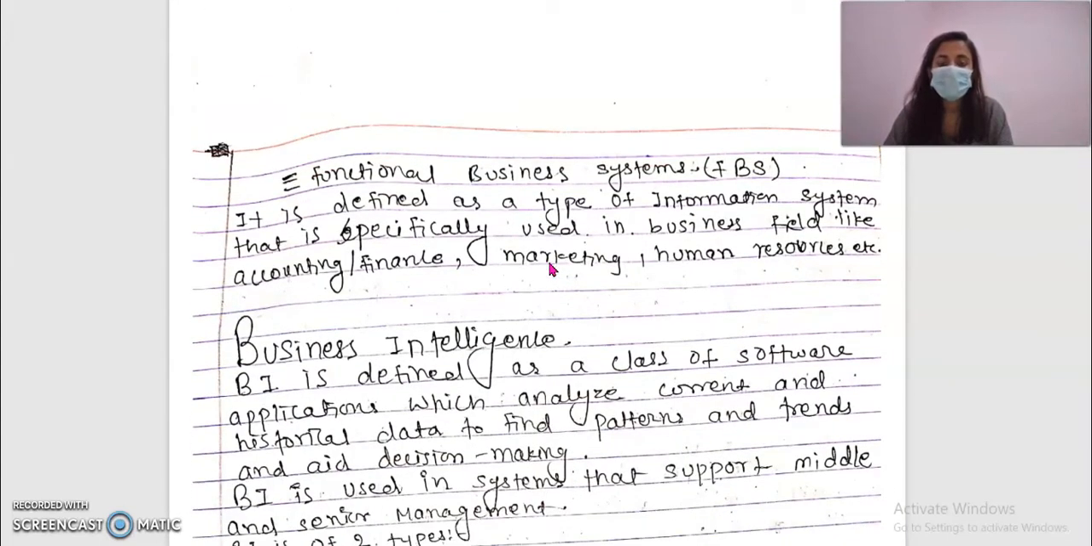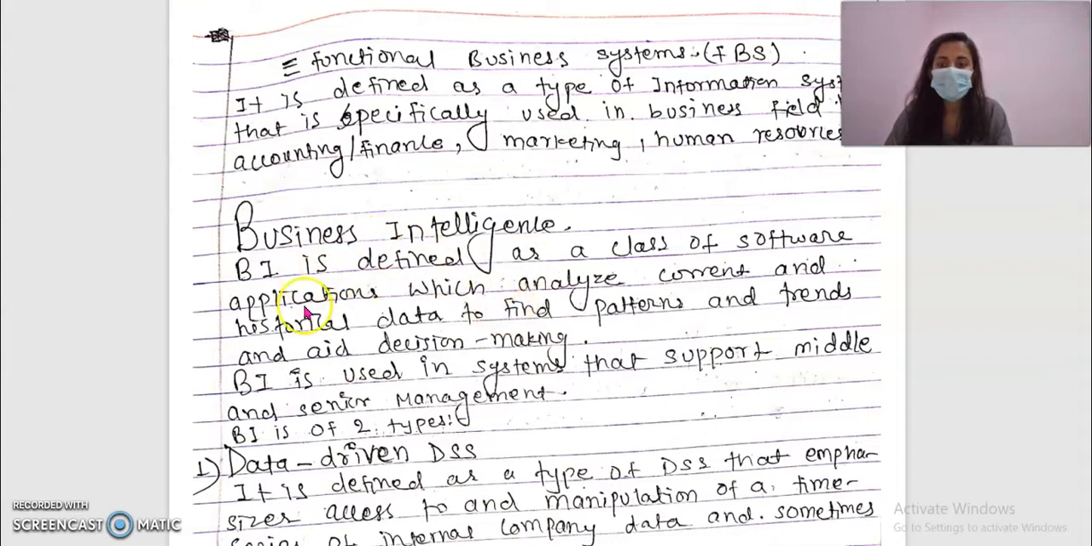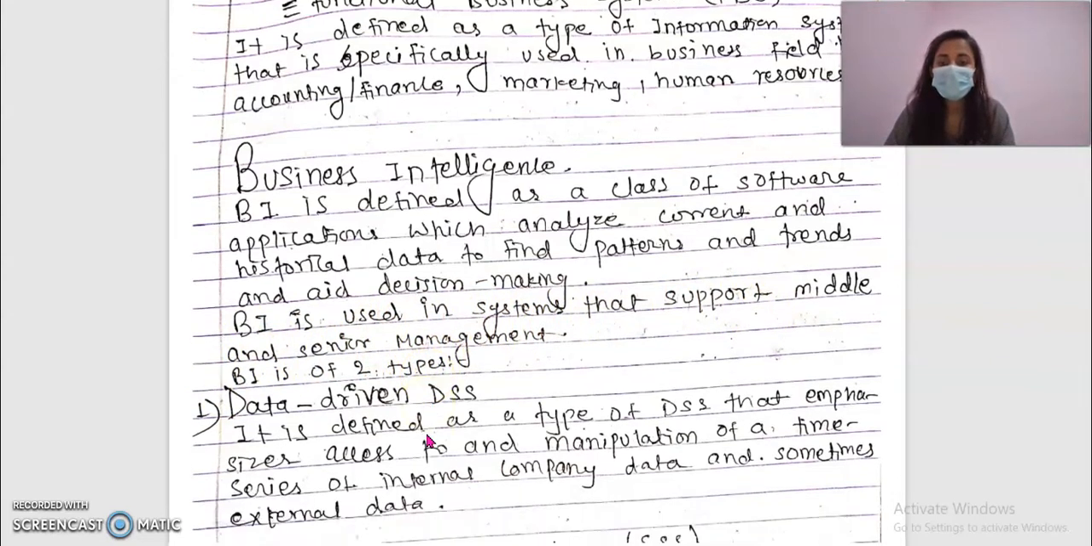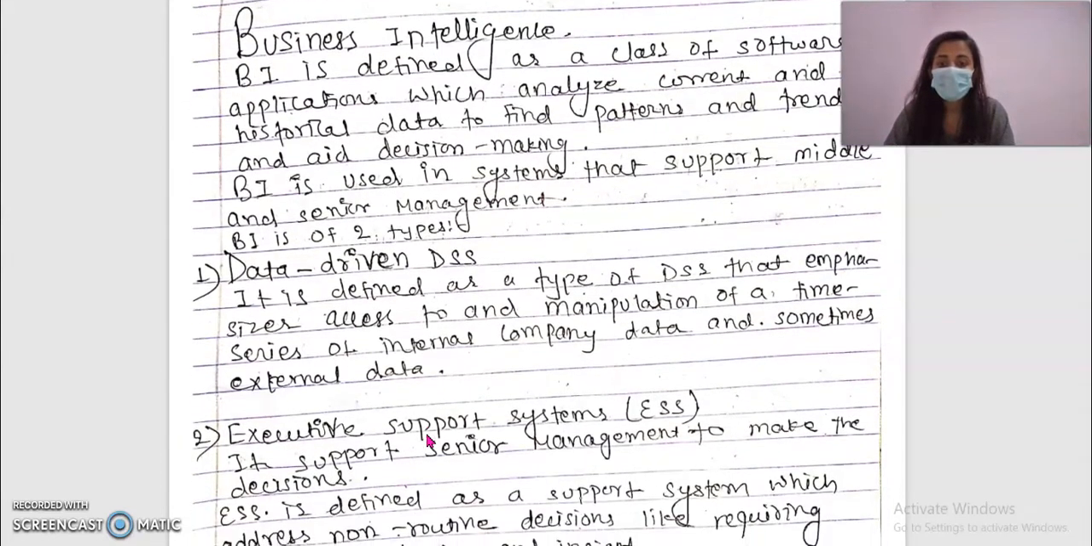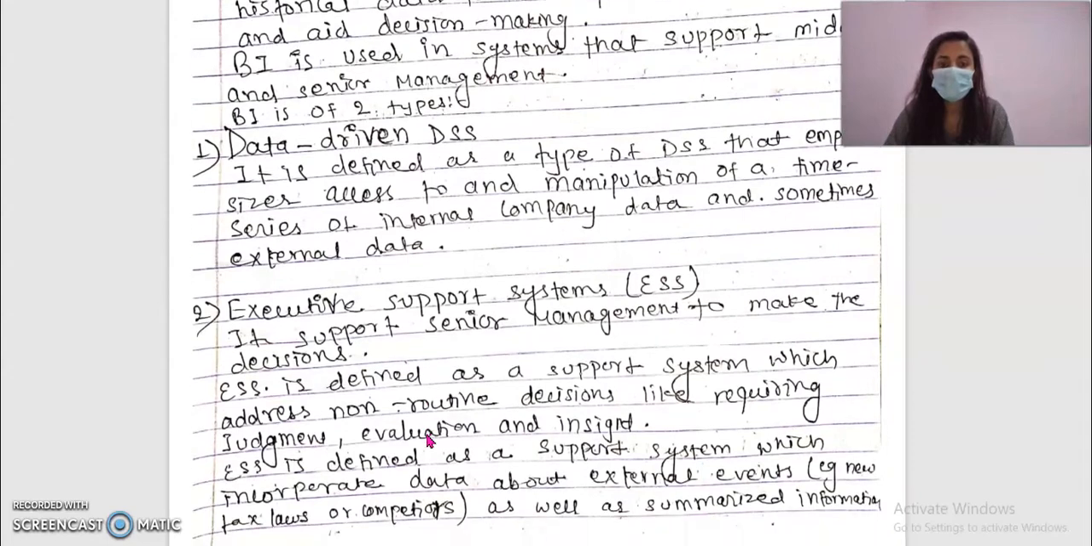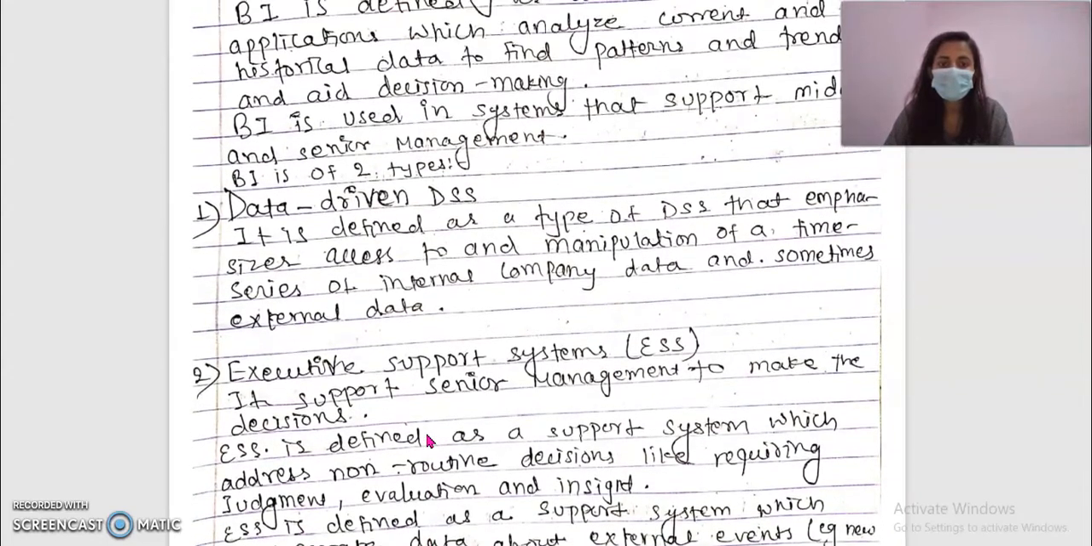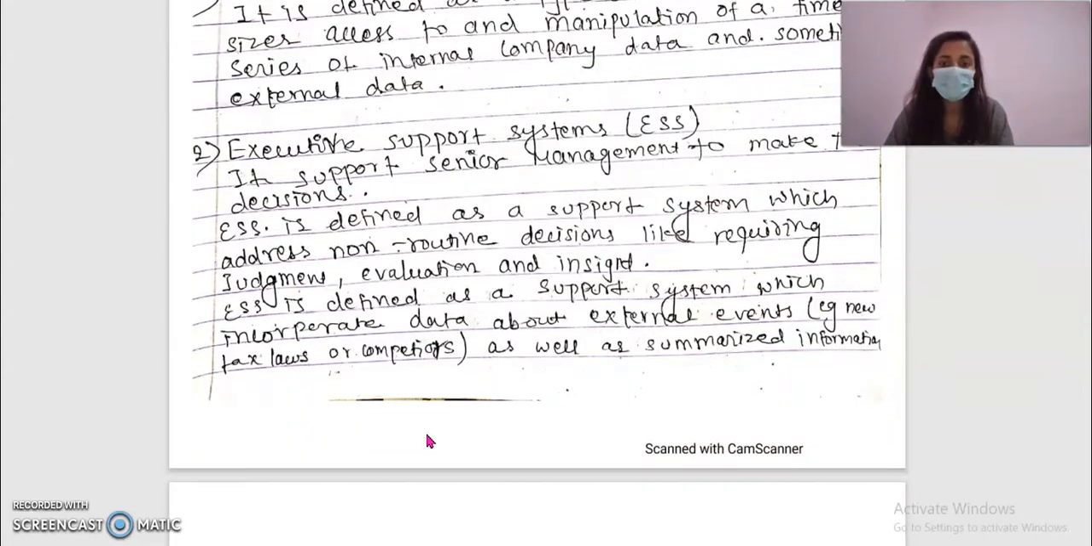Next topic is business intelligence. So business intelligence, write this. Business intelligence is defined as a class of software application which analyzes current and historical data to find patterns and trends and aid decision making. BI is used in systems that support middle level and senior management. Business intelligence is of two types: data driven decision support system, and the next one is executive support system, ESS. See the explanation yourself.